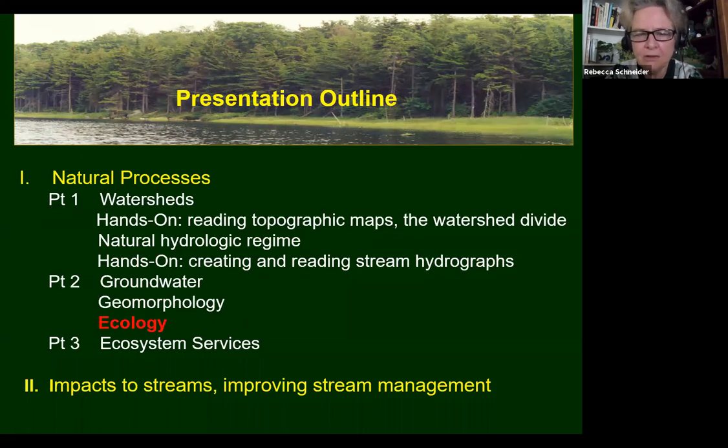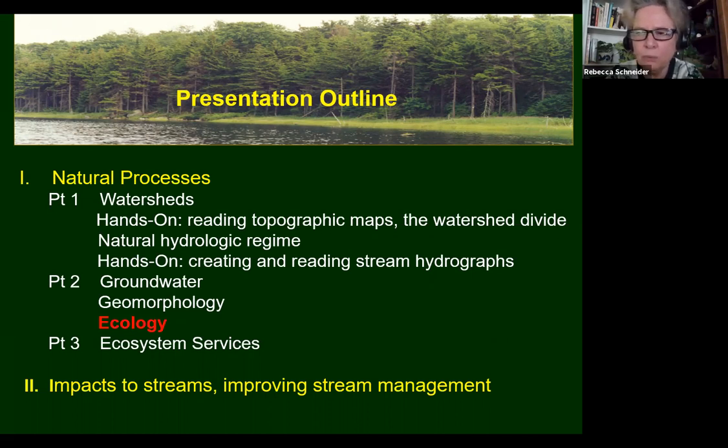Basically, the first whole part is all about the natural processes of how streams function and their ecology. And then the last part is about how to manage those streams, and it builds off of what you'll learn in the first part. I've divided it into part 1, part 2, part 3, and then section 2.